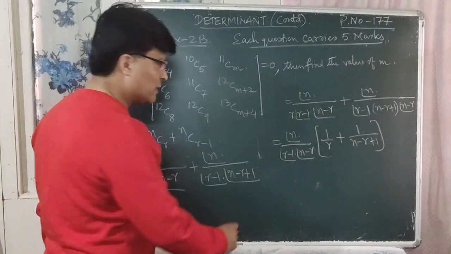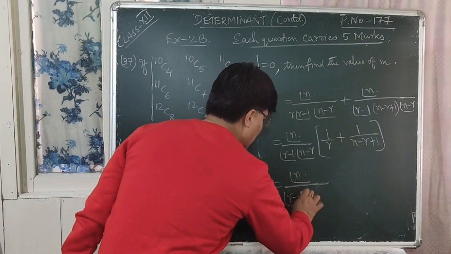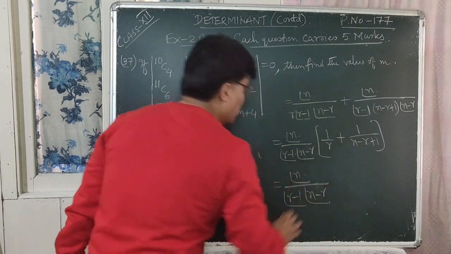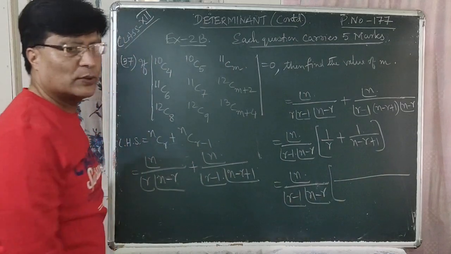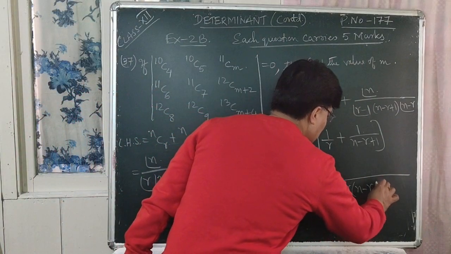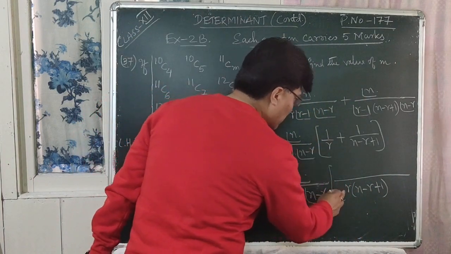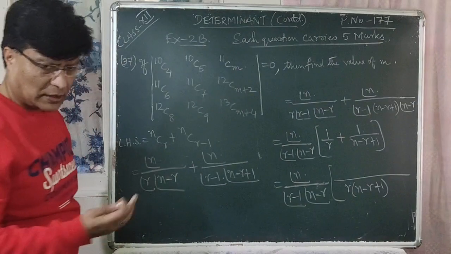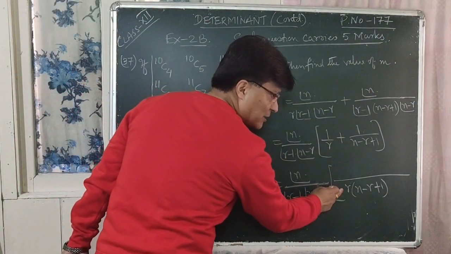Now let us simplify it. It is equal to factorial n divided by factorial r minus 1 into factorial n minus r, right? So what's the LCM here? What's the LCM? It is r into n minus r plus 1 is the LCM, right? So here, now, you have to simplify it. This LCM is divided by r. R gets cancelled. What do we get?